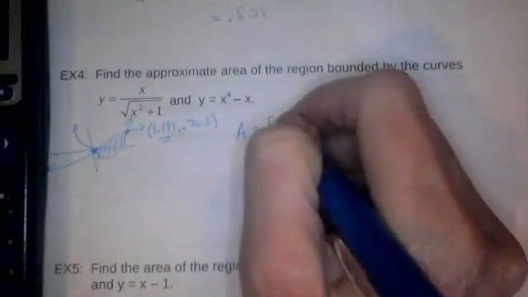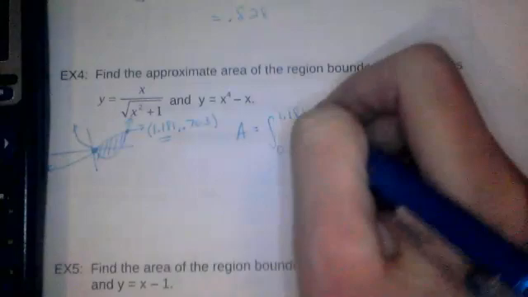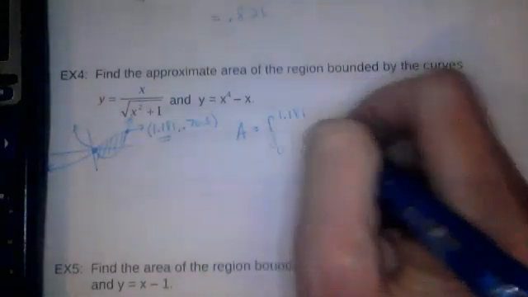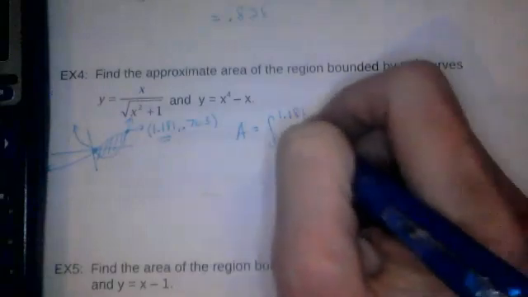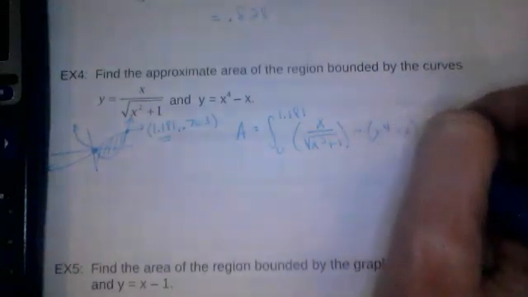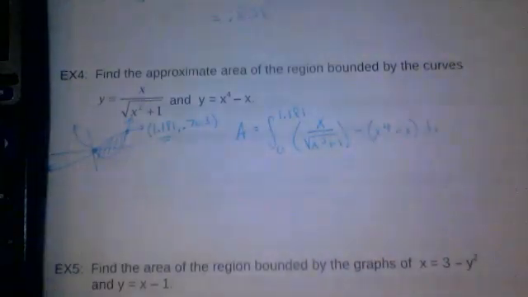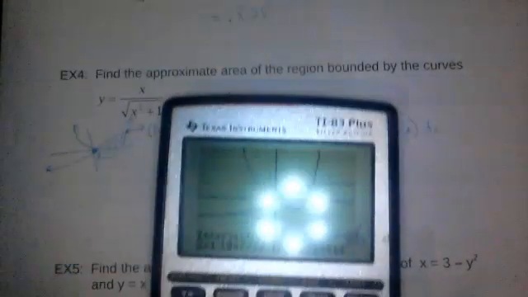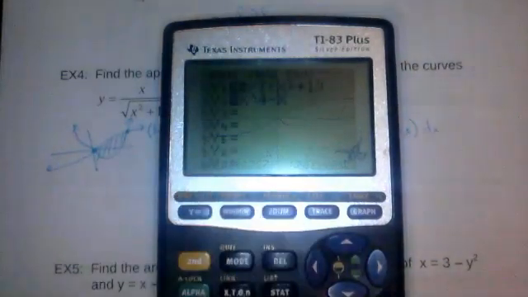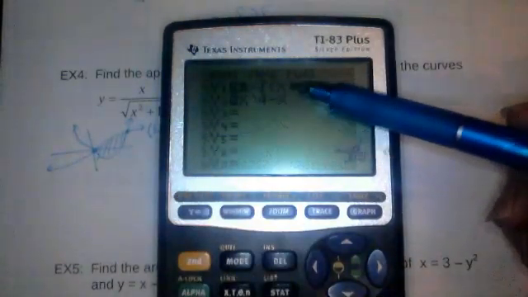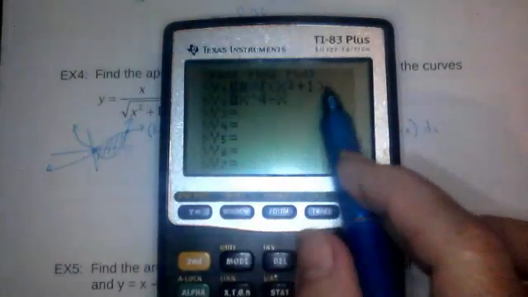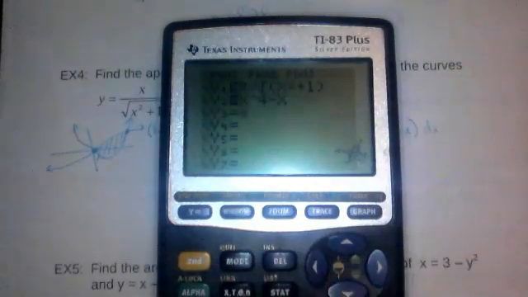So we're evaluating from 0 to 1.181 of our top function, which turned out to be this x square root of x squared plus 1, minus our bottom function, x to the 4th minus x. Okay, so I'm going to show you something else that's kind of cool since I've already got these in here. In our y equals screen, I've already got these two functions in y1 and y2. And these aren't that bad. I could retype or just subtract this one out here, but I want to show you something.